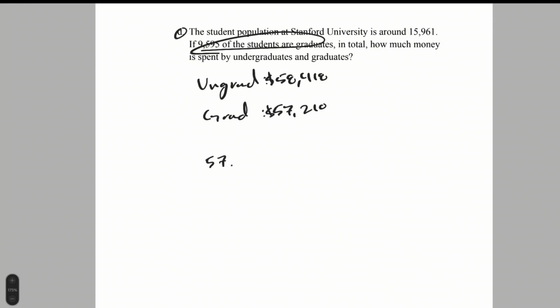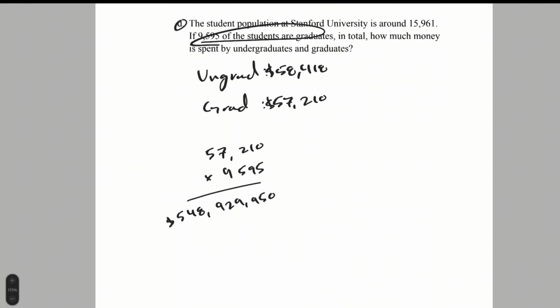So 57,210 times 9,595. All right, so actually, I hope you have a calculator because this will be a major waste of time. 57,210 times 9,595 is equal to 548 million, 90, 929,950 dollars. Wow. Okay.